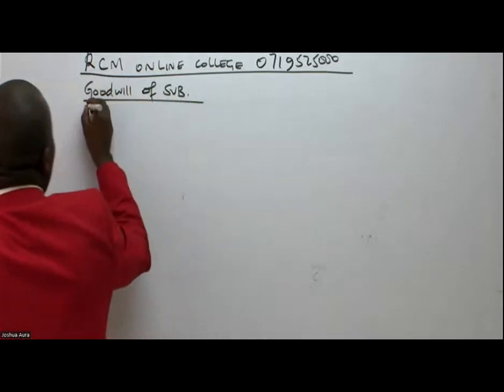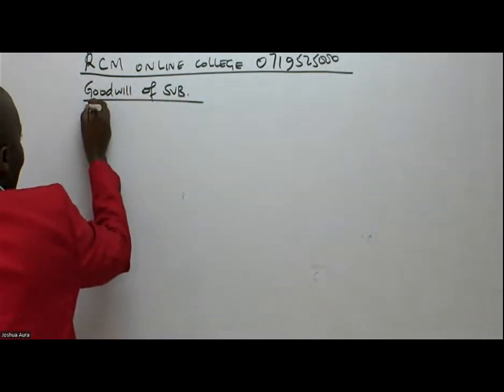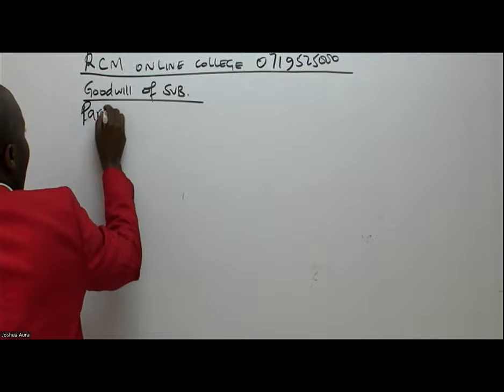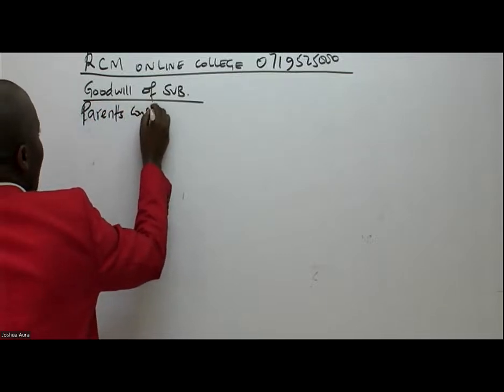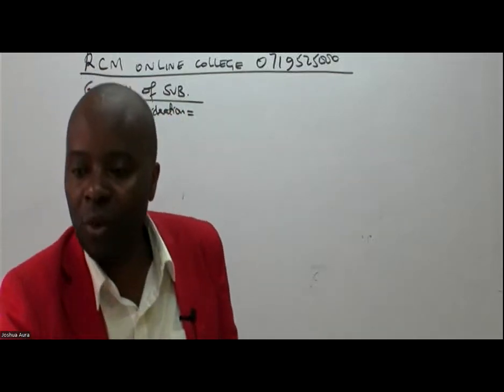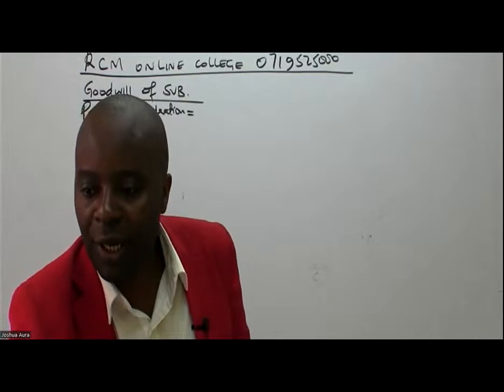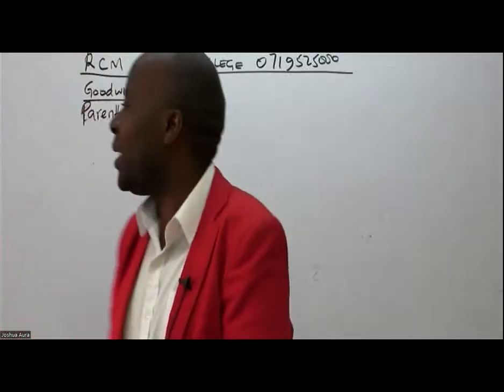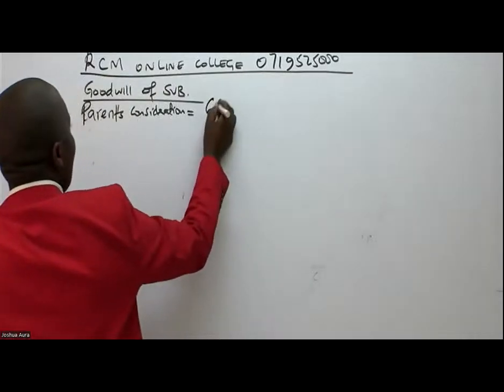So please come and give us here the consideration paid by the parent. So in this case here, the parent's consideration at the date of acquisition. The parent's consideration we are given in this question. If you can see here, the parent's consideration has been provided in this note number 3 down here. The subsidiary had been acquired on 1st November 2012 for a cash payment of 660. So the parent paid 660 million.